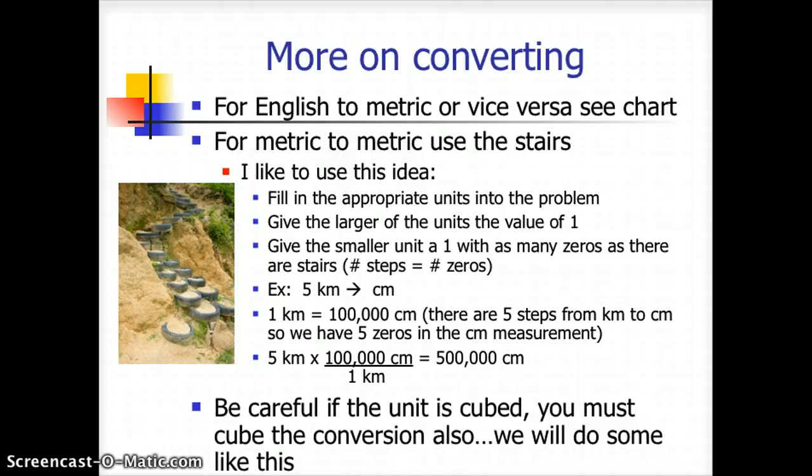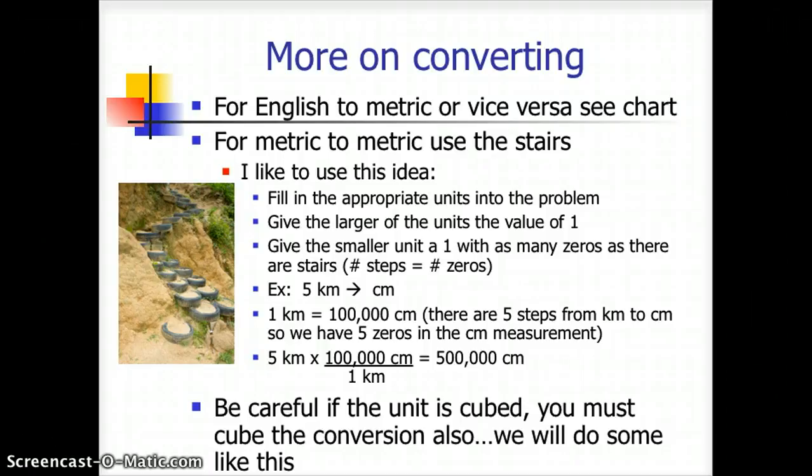Now I can set up my conversion. I start out with what I have: 5 kilometers times. I set the labels out. Kilometers should go on the bottom so I can cancel those, and I put centimeters on top. Now I put my number values in. 100,000 centimeters are in 1 kilometer. Cancel out those kilometers and I'm left with centimeters. Now I can do the math. I take 5 times 100,000, and that gives me 500,000 centimeters.